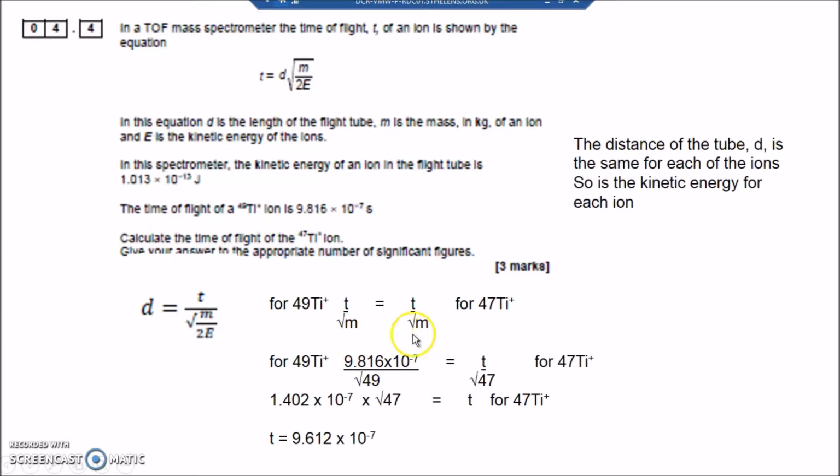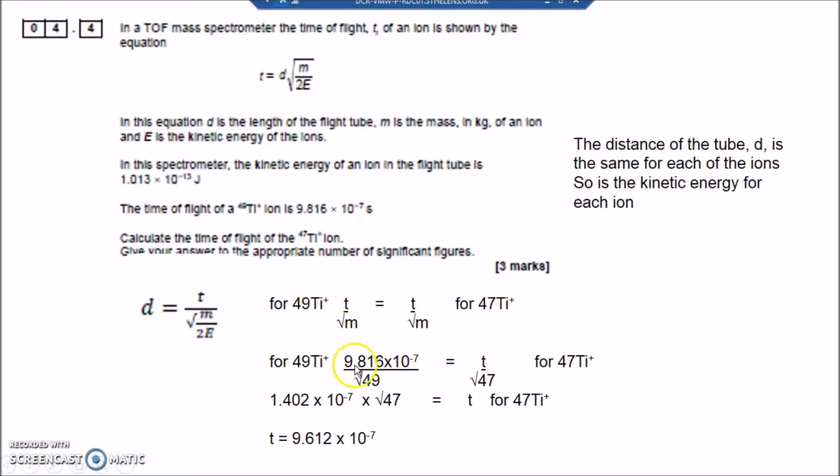I've cancelled the 2e on each side because 2 lots of E, 2 lots of the kinetic energy, are the same for each particle. So now I've got the time divided by the square root of the mass of the particle equals the time for 47 Ti to reach the detector, divided by the square root of the mass of this one. The masses are 49 and 47 respectively, so T divided by the square root of 49 equals T divided by the square root of 47. The times are different, of course.